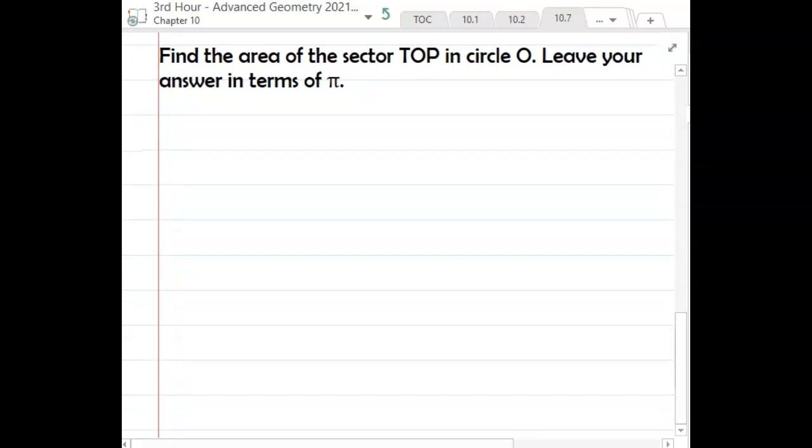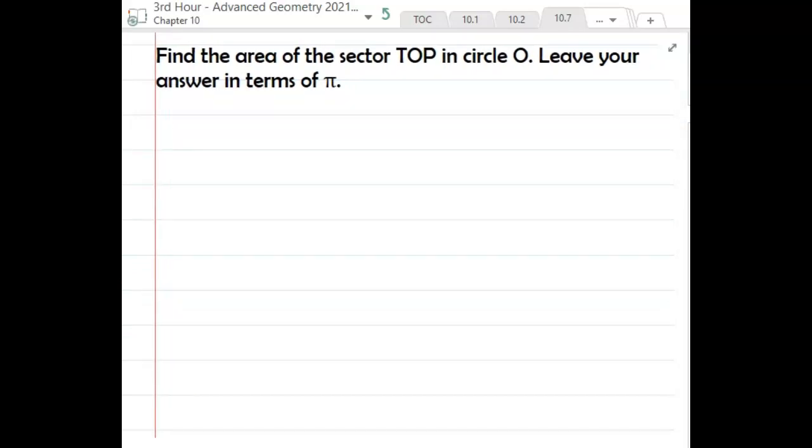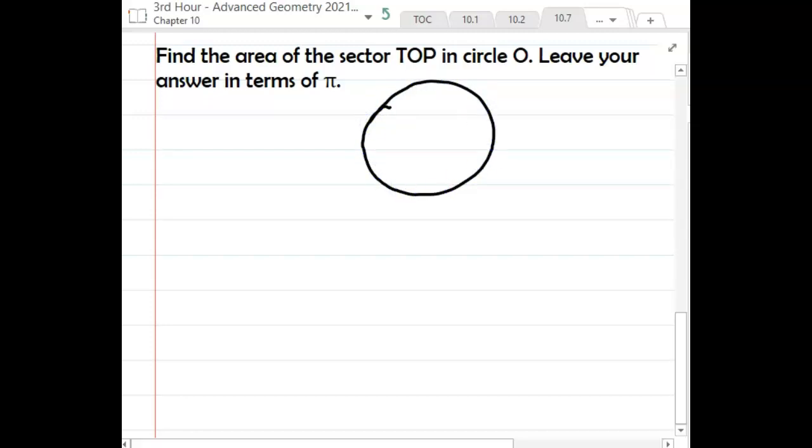Okay, so the last one's the same thing, except I don't have a picture for you. So we're going to have to read this information and take the stuff from the information to try to come up with a picture. So it says, I want to find the area of the sector TOP in circle O. Leave your answer in terms of pi. So we're talking about a circle, so let's see what we can draw here. Now if it tells me it's circle O, where does that tell me the O is? In the middle. O is the center of the circle.